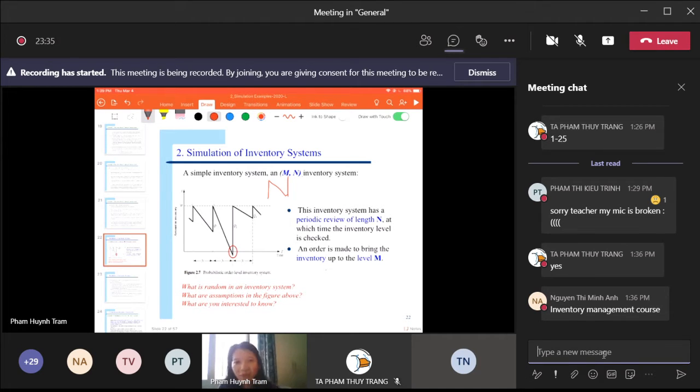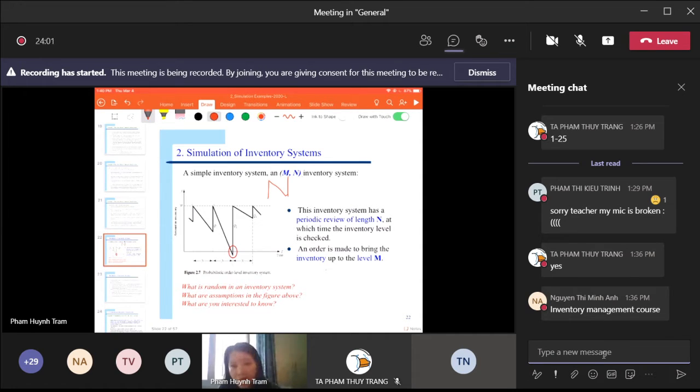Okay. After N days, we will look at our inventory level. Now, it depends on our inventory level. When we look at that, then we decide whether we should place an order to our supplier or not.